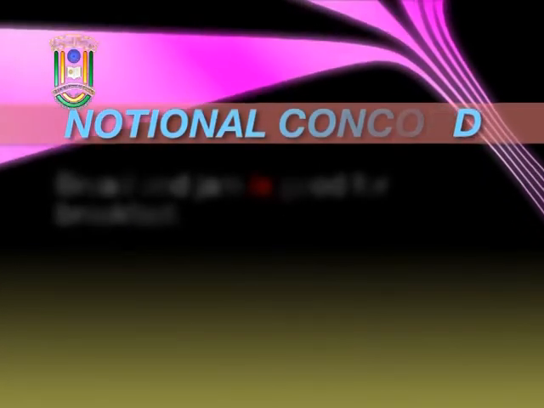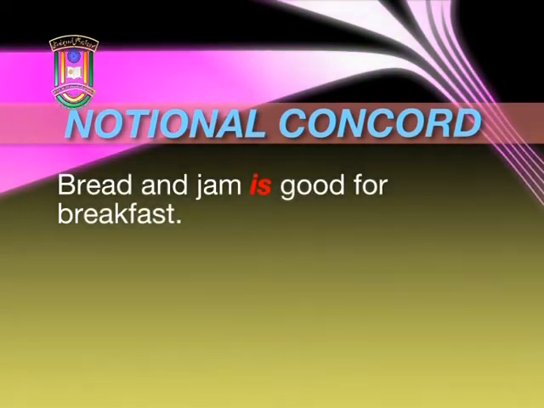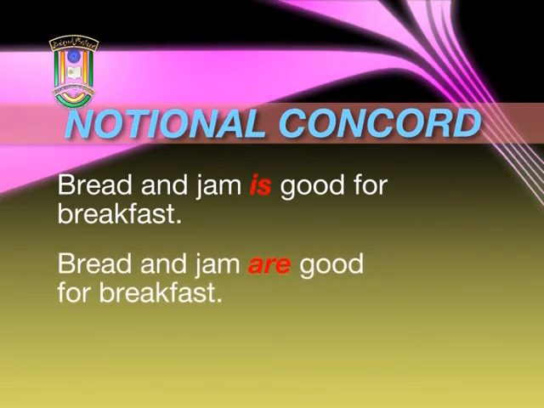Let us look at notional concord and its uses once again. Bread and jam is good for breakfast, if you think bread and jam is one part of your breakfast. Bread and jam are good for your breakfast, if you think bread and jam are two items on your breakfast. So you see how everything depends on your idea, your notion. It could be singular or it could be plural.